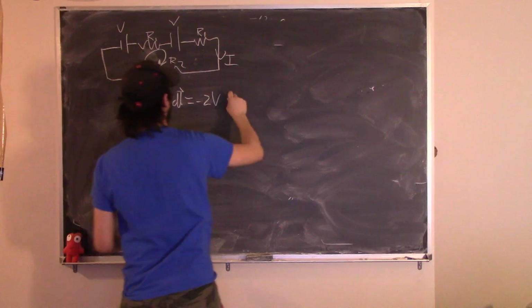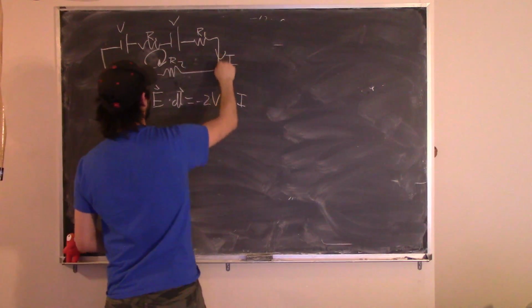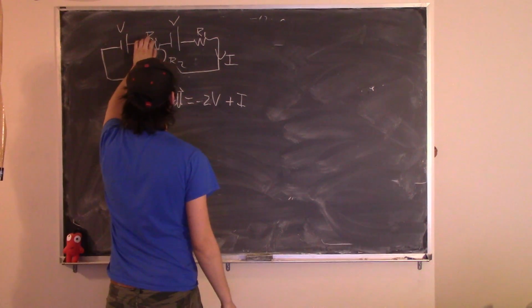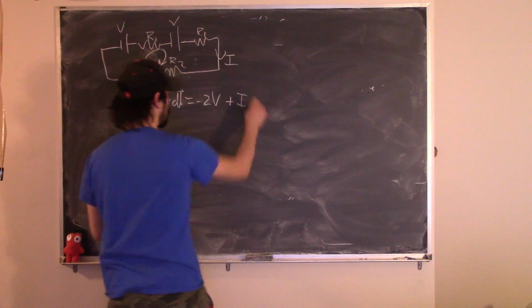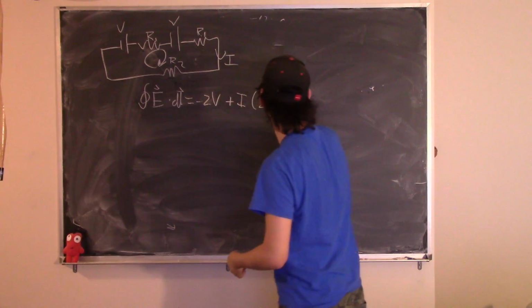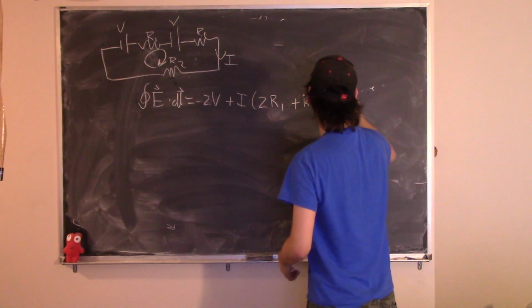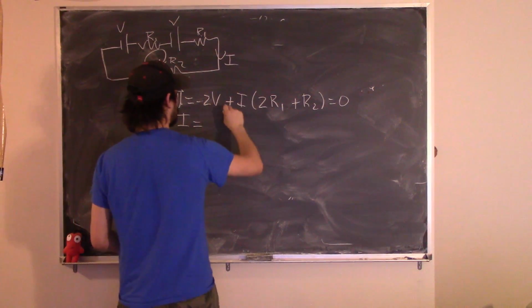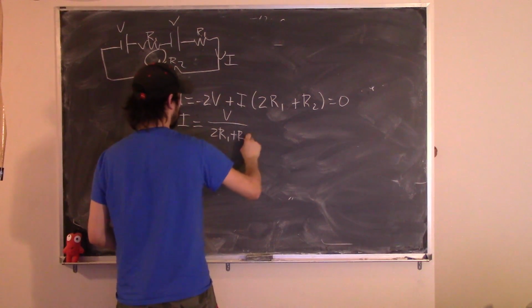And then this is going to be plus the current, because the loop is in the same direction as the current. And then I'm going to have plus I1 R1 plus I2 R2, which is really the same thing as plus 2 R1 plus R2 is equal to 0. And so what we end up seeing is that the current is going to be equal to V divided by 2 R1 plus R2. Okay.